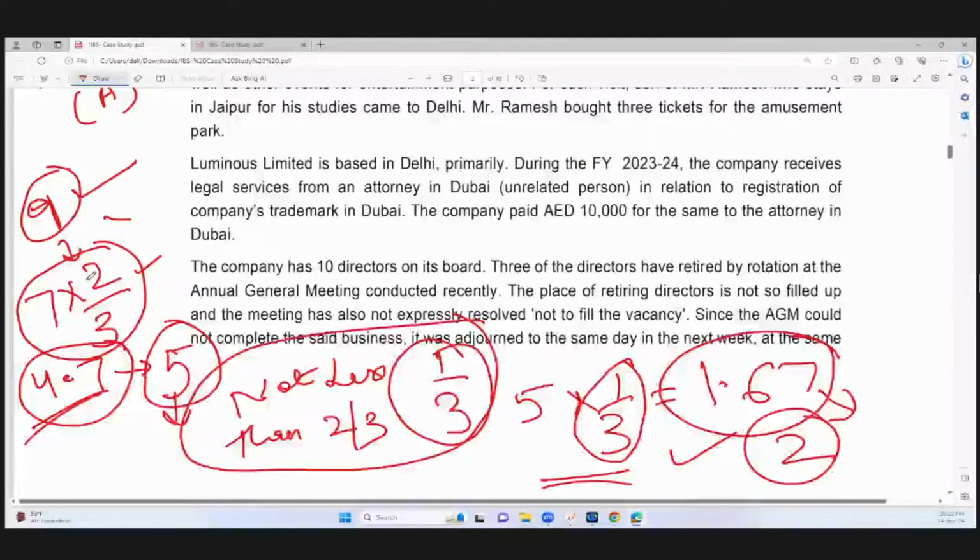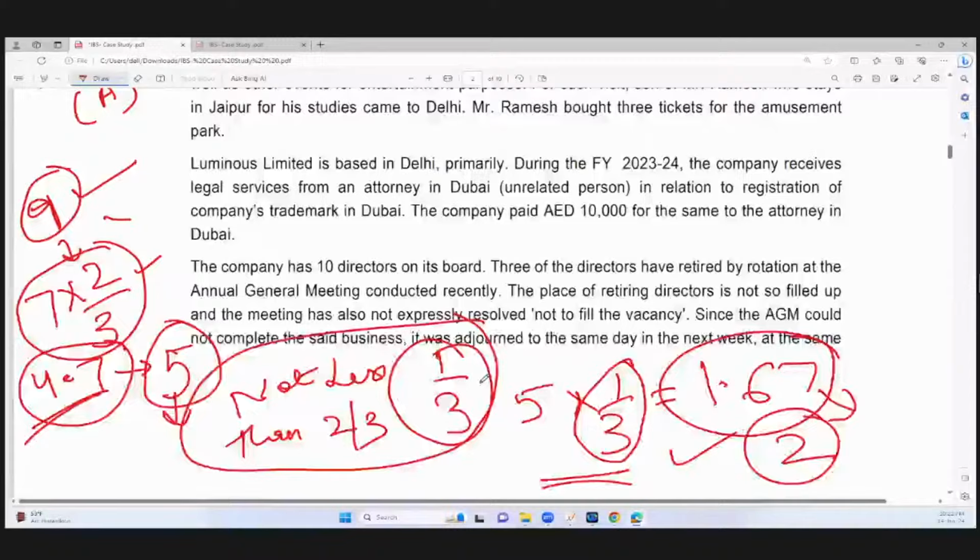ताकि shareholders के पास, if the retiring directors are not favorable, the shareholders are not in favor of these retiring directors, so they can replace the retiring directors. So at the AGM, these retiring directors can be placed also. Or if the shareholders are of the view that they want to replace them, they can replace also. So the meeting has also expressed resolve not to fill the vacancy since the AGM could not complete the said business.